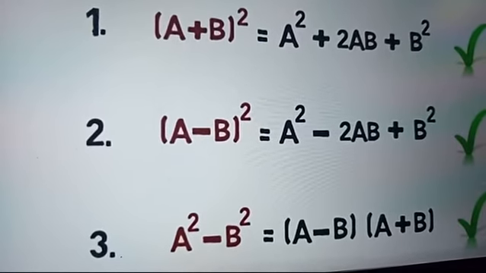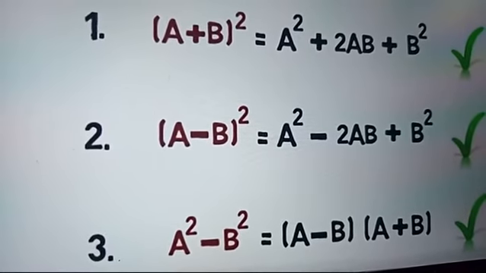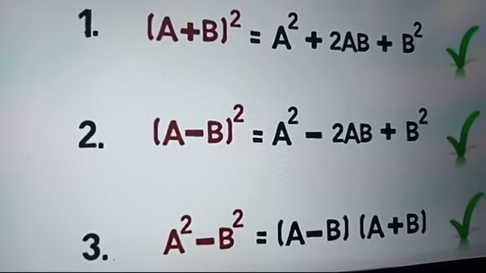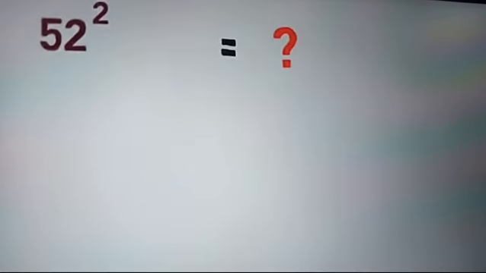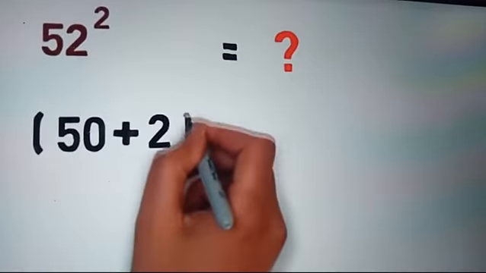Now we know all these three formulas, but do we know the significance of this and how to utilize this in our practical life? Probably no. So let's say you have to find the square of 52. How would you deal with this?